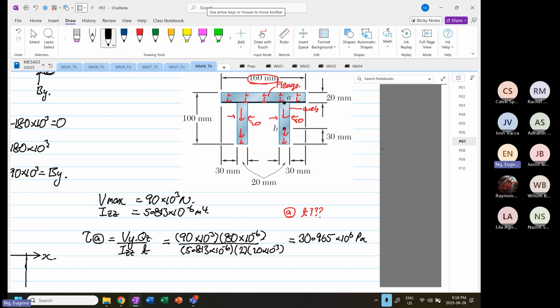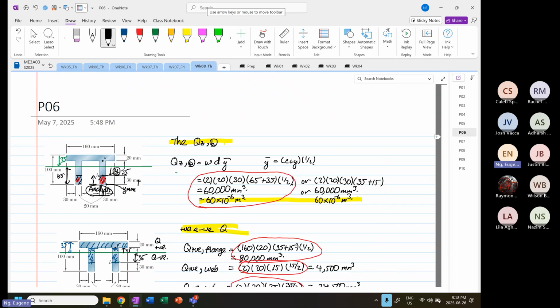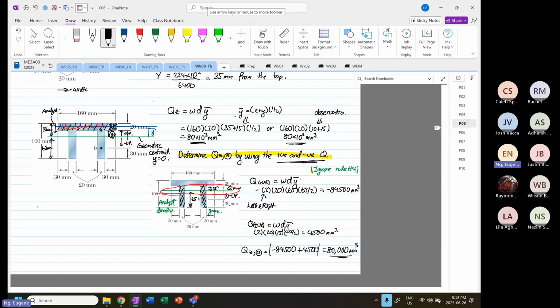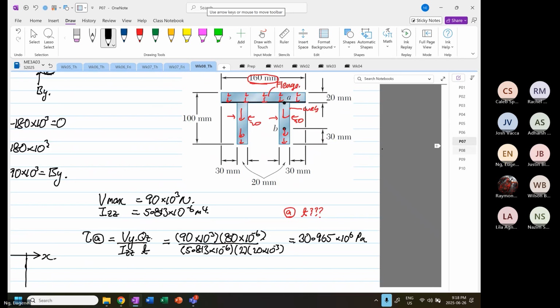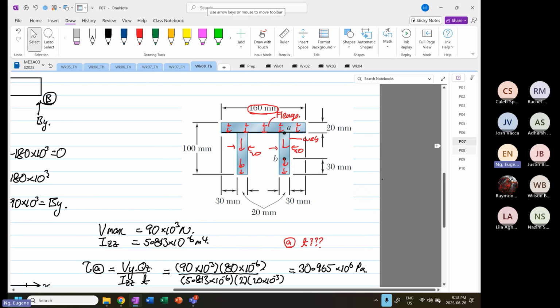So the first moment of area, we knew it was what? It was 80, right? Let me check. It's 80. Yep, it's correct. And 5.813. So 90 power 3 times 80 power minus 6 divided by 5.813 power minus 6 divided by 2 divided by 20 power minus 3 is equal to 30.965. Now, it's correct.